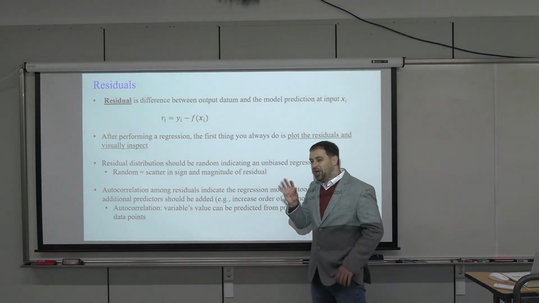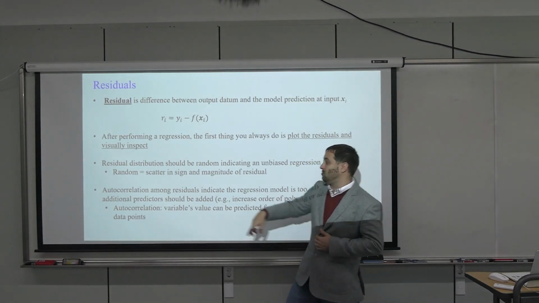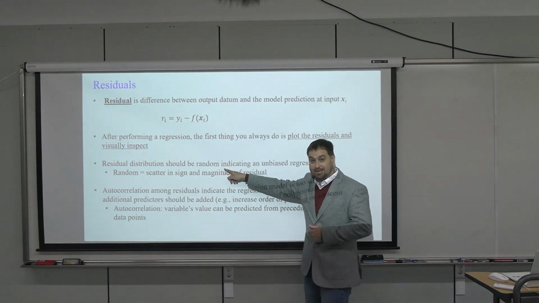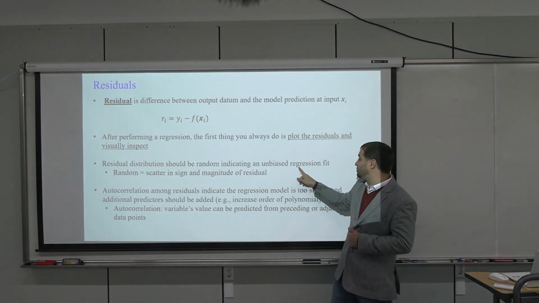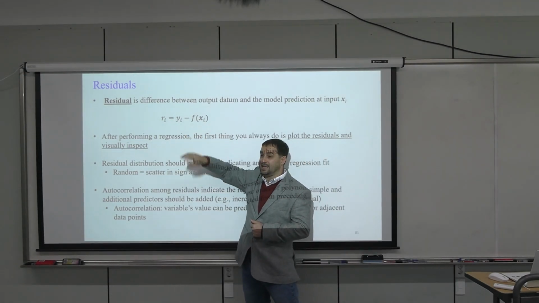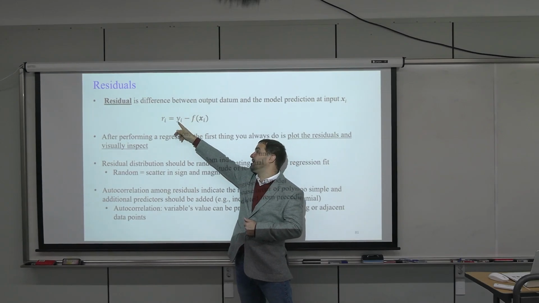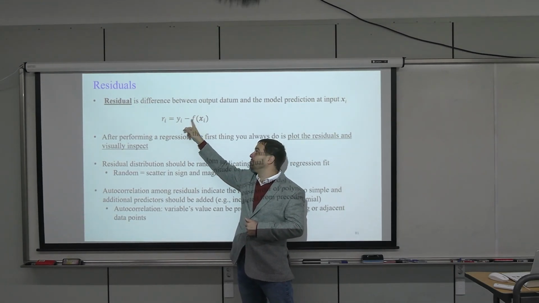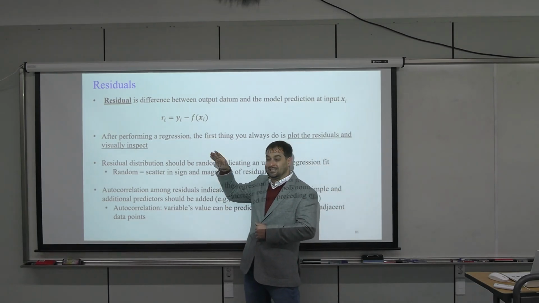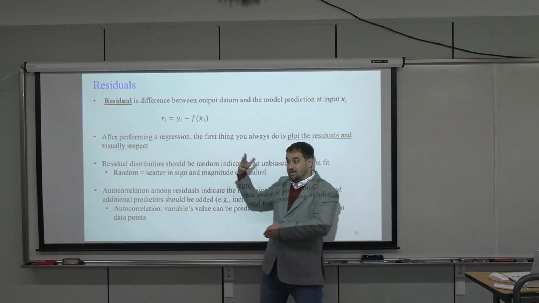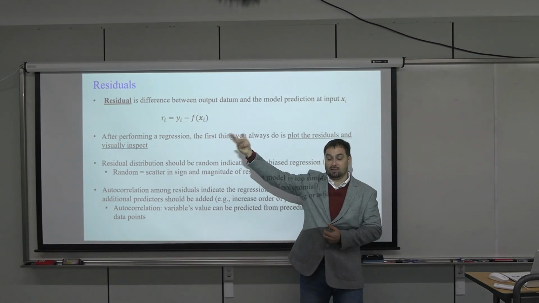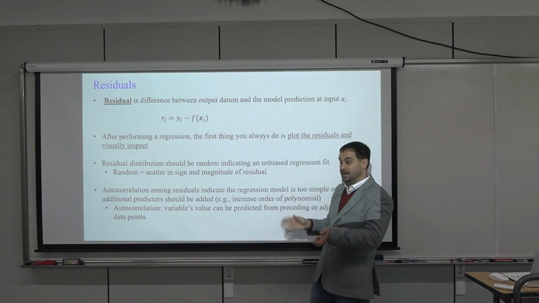And so generally a good model or a good fit will show that the residual distribution should be random, indicating an unbiased regression fit. And when I say random, these residuals can have positive or minus sign, depending on whether the model is over or under predicting the output data points. And so we would expect to see scatter in the sign. So approximately 50% of the residuals should be positive sign, approximately 50% negative sign.